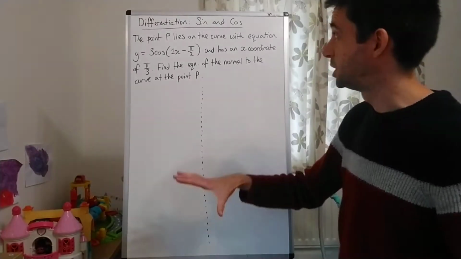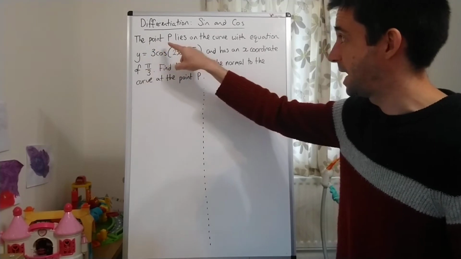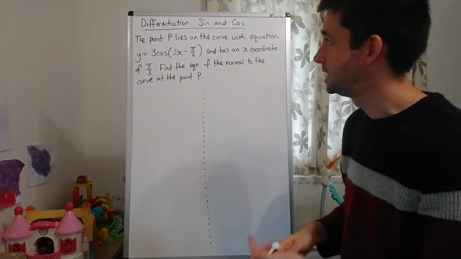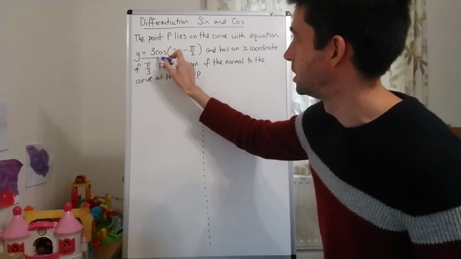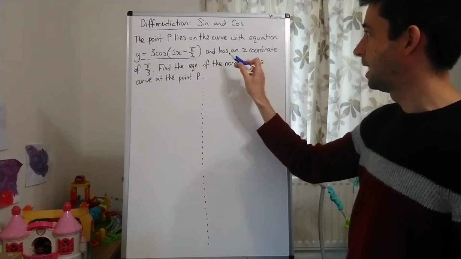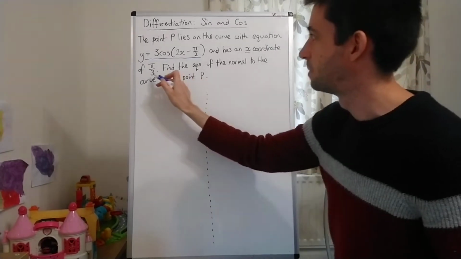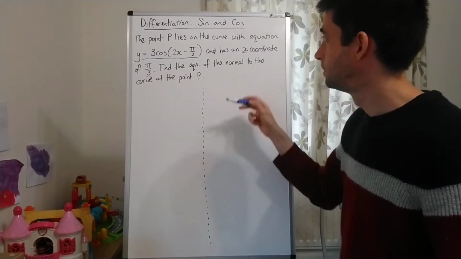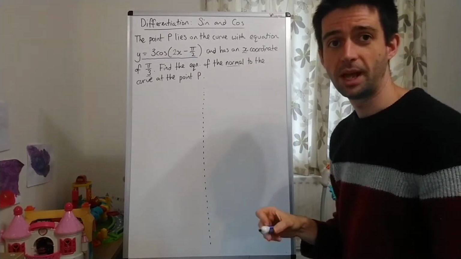So what I'm being asked to do, I'm being told that the point P lies on the curve with equation y equals 3 cos(2x minus pi over 2) and has an x coordinate of pi over 3. Find the equation of the normal to the curve at the point P.